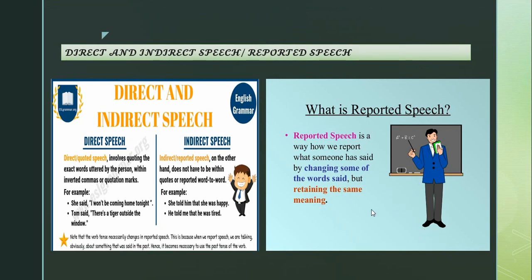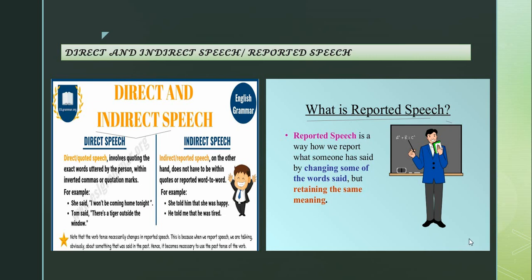Here you can see in the slide, children, what is reported speech. And here you can see a few examples of direct speech and indirect speech. I have given the examples here. See, reported speech is a way in which we report what someone has said by changing some of the words but retaining the same meaning. We are not supposed to change the meaning. Look at the first picture, children. Now direct and indirect speech.